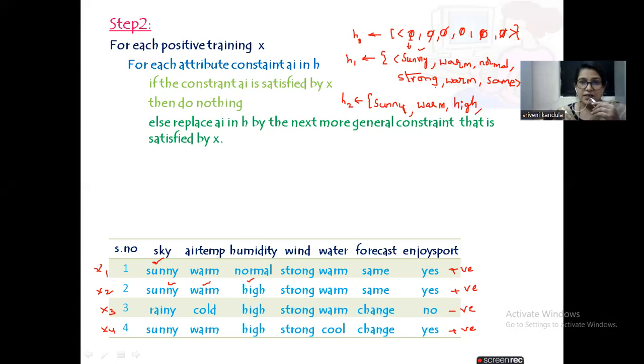Then in the hypothesis, I have strong. Here in the example also I have strong. So do nothing. Just leave it as it is. Then in the hypothesis, I have warm. In the example also, I have warm. So do nothing. Just write it as it is. Then in the example, I have same. Here also, I have same.